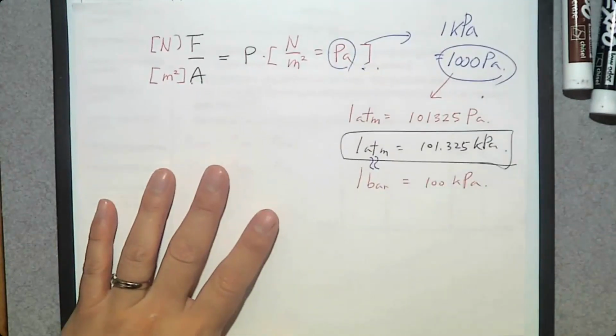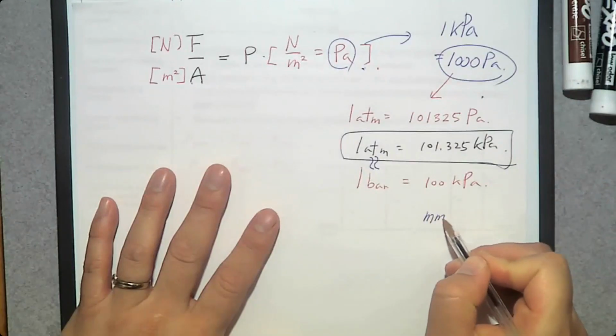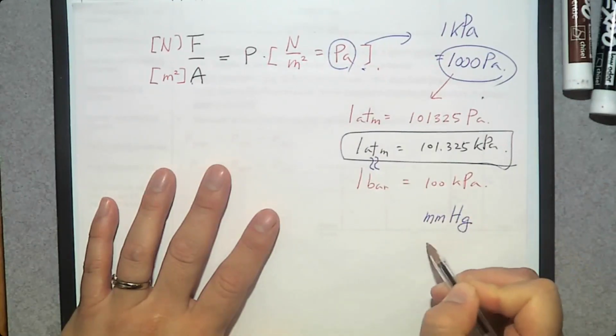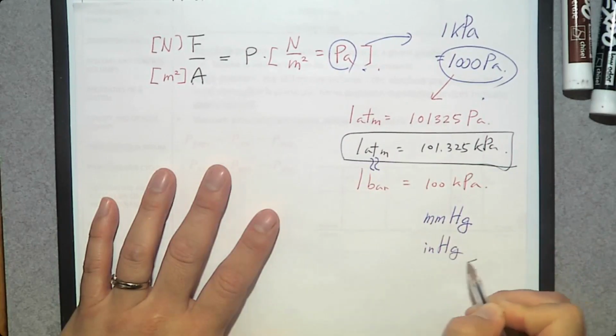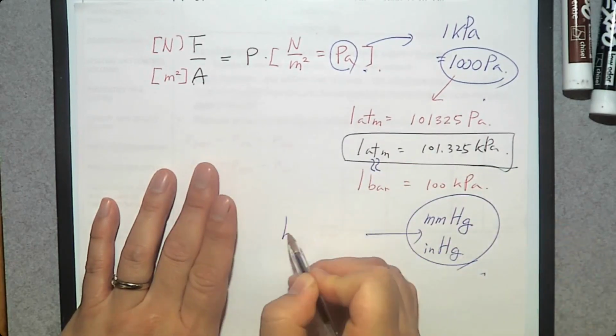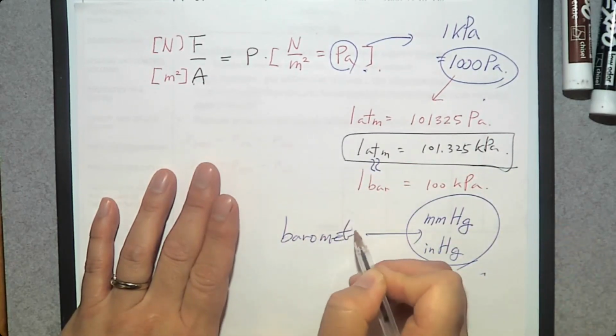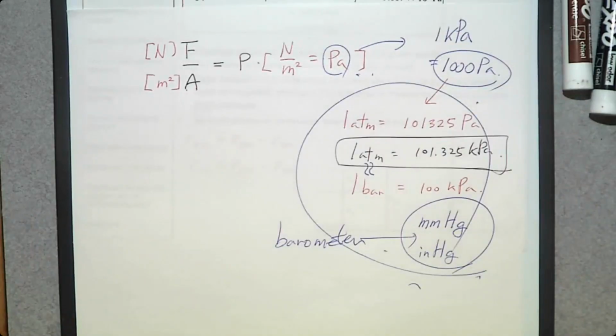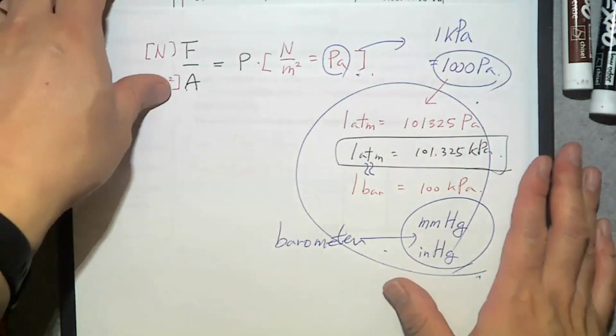And there's another unit. Sometimes people use millimeter Hg or inch Hg, that we will talk about later when we talk about barometer. So these are the pressure units that we are going to use in thermodynamics.